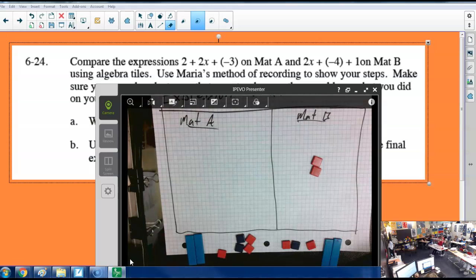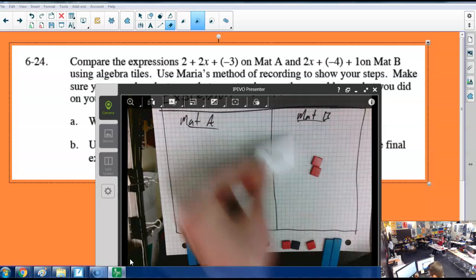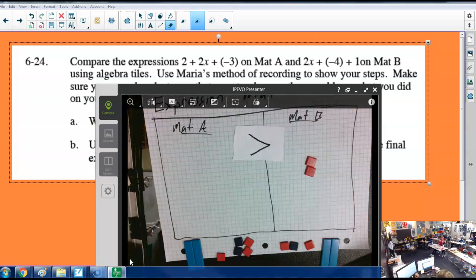So actually, here's what we need to do. The symbol we would put for this one would be A is greater than B.